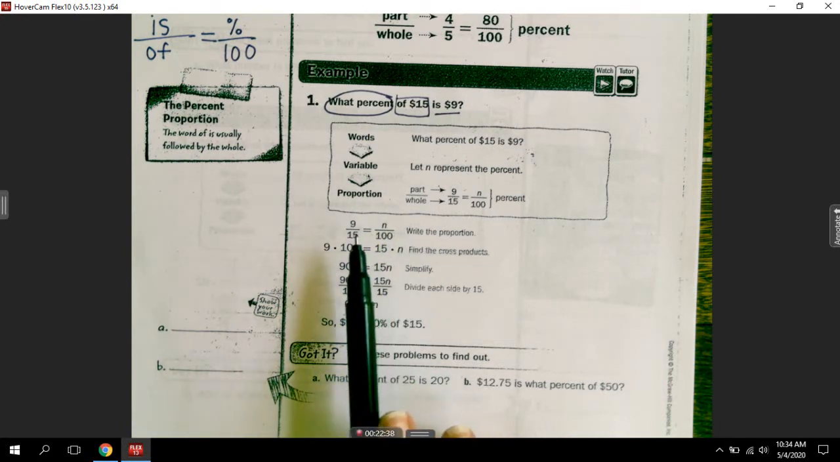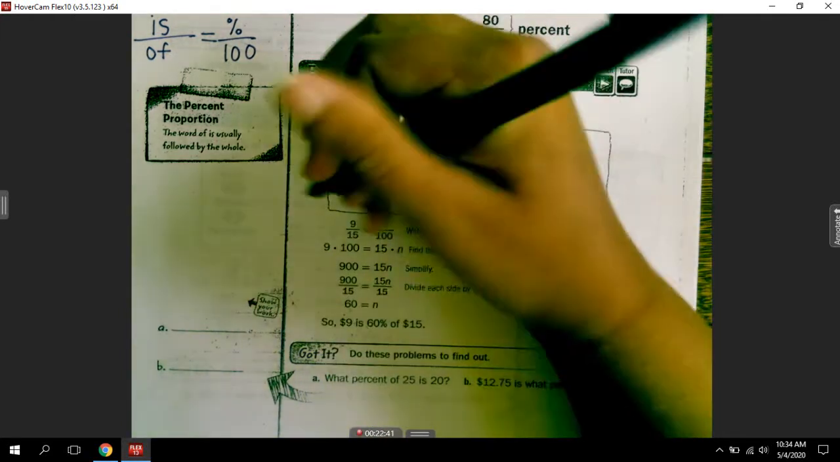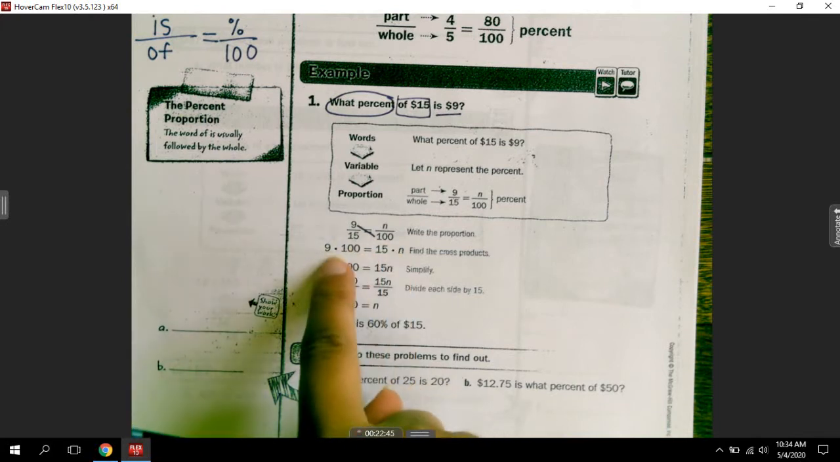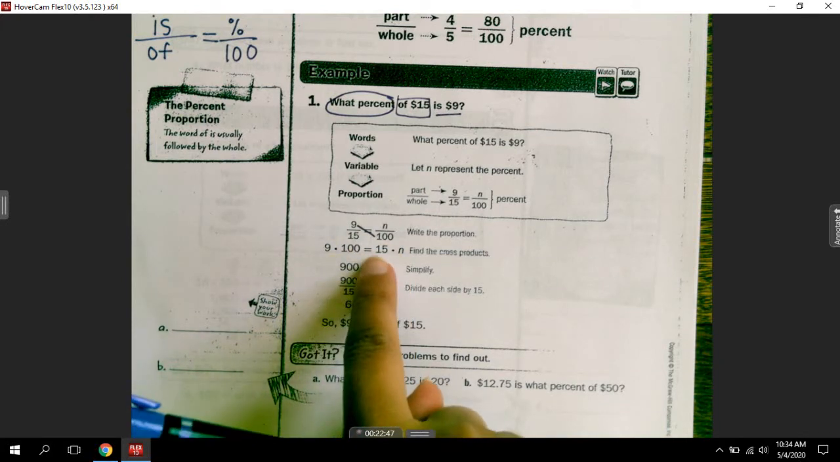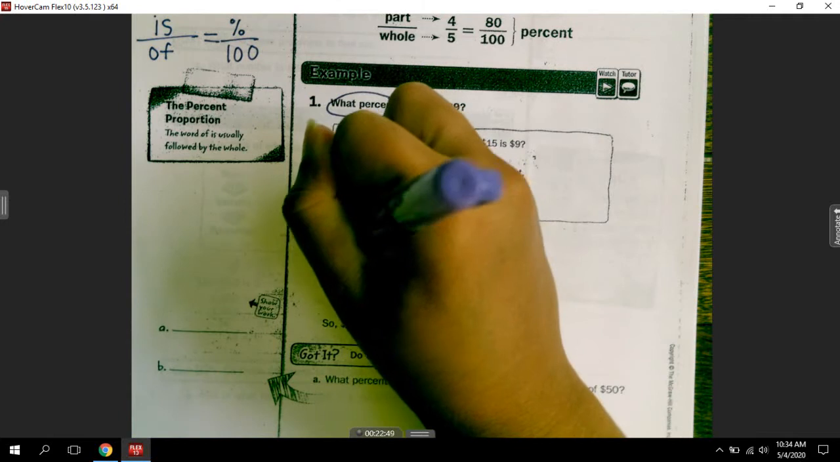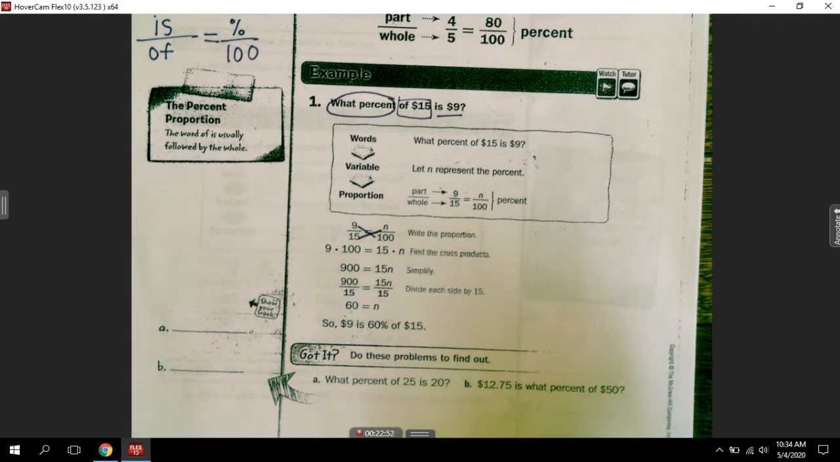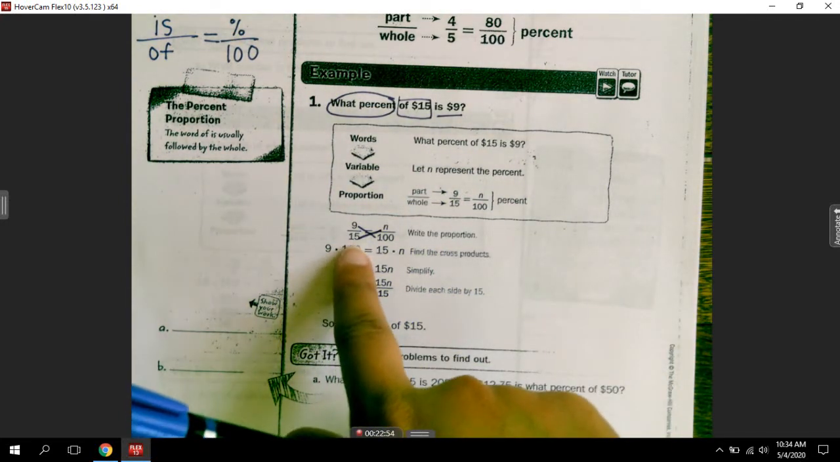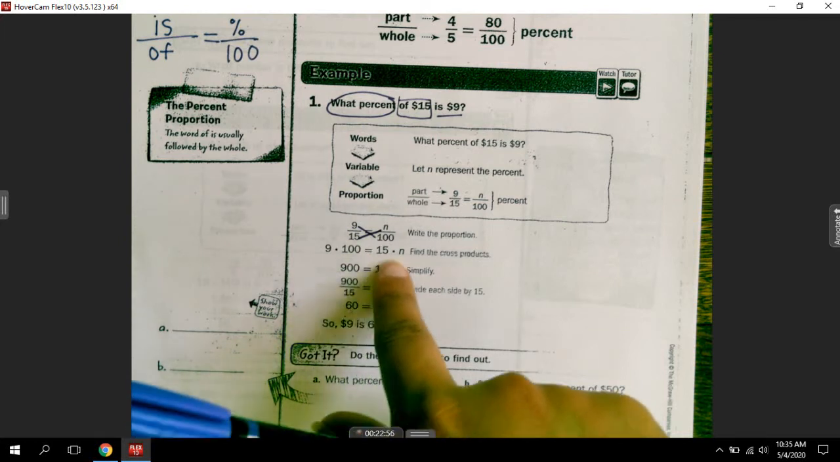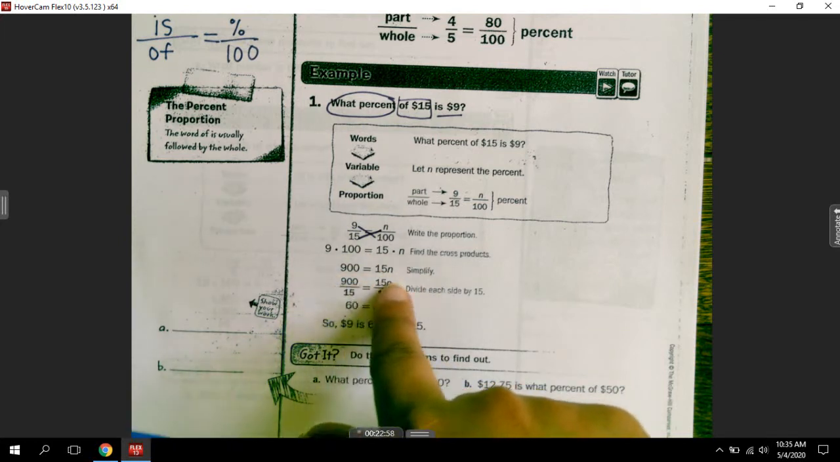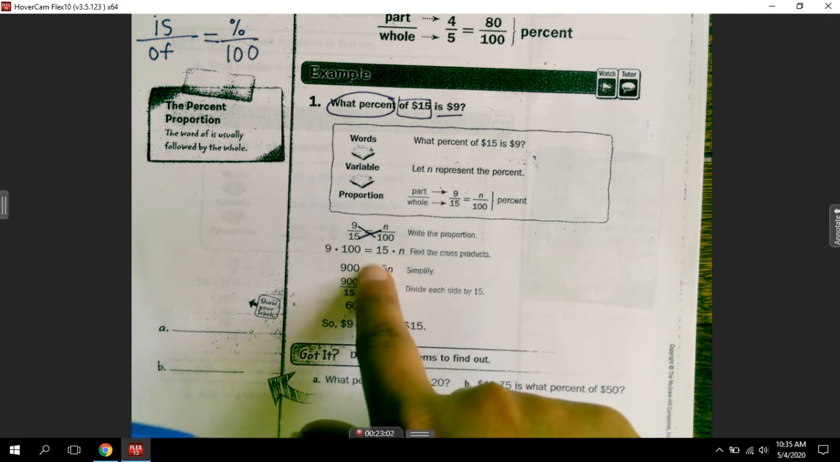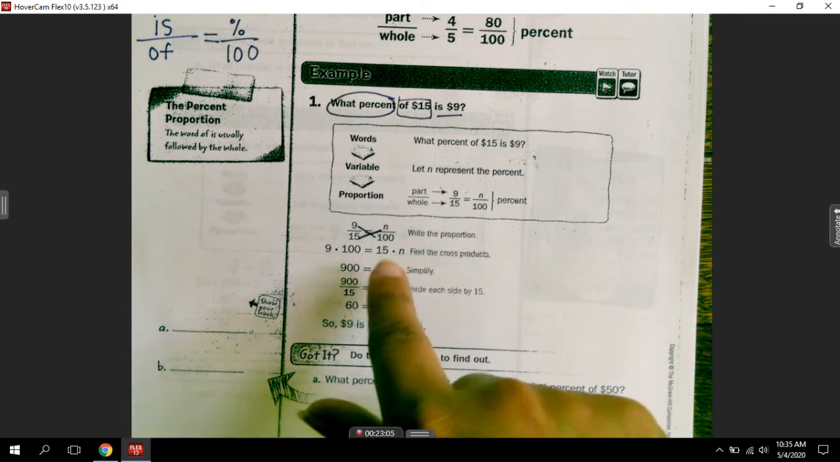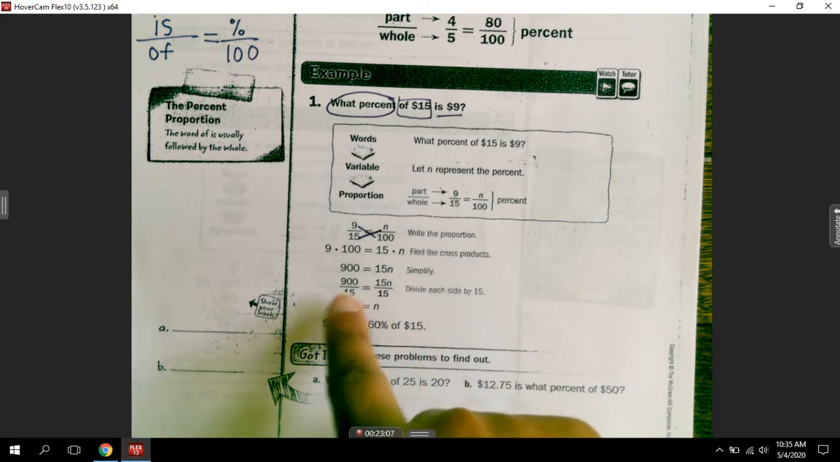Now to solve this proportion, you're cross multiplying. You're multiplying 9 times 100, right here, equals 15 times n. So 9 times 100 is 900, and 15 times n is just 15n. Now you have a one-step equation. In order to solve for n, you've got to divide by 15 because that's 15 times n. You're doing the opposite. So divide each side by 15, and n equals 60.